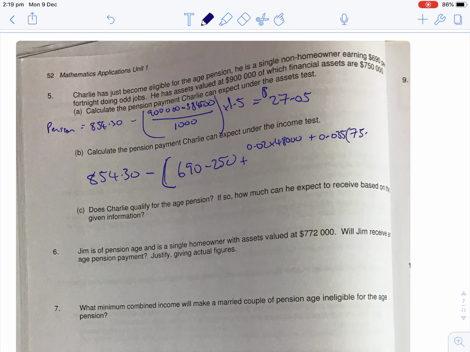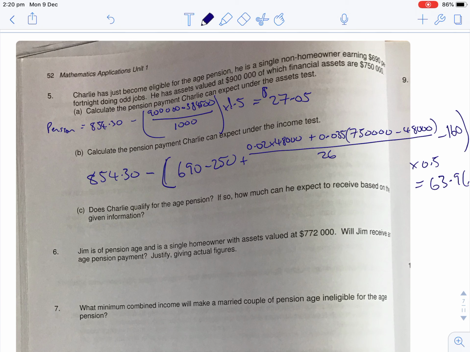So he had $750,000 of financial assets. It's only the financial ones that count for this. Take away the $48,000 that he's already paid the 2% on. That would give you his annual deemed income, so you divide that by 26. That gives us so far in the bracket his income, but he's allowed to earn $160 without having an impact, so you would then take away the $160 that he can earn, close that bracket, and you would times all of that bracket by the 50 cents that he'd lose in each dollar. And that would give you a final pension of $63.96.